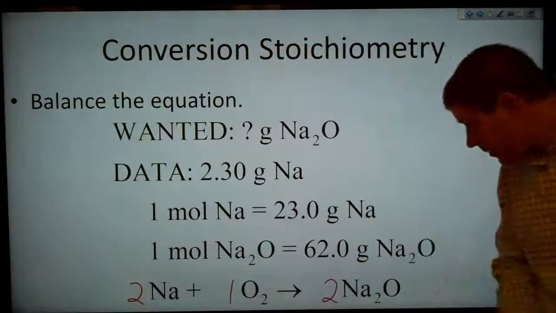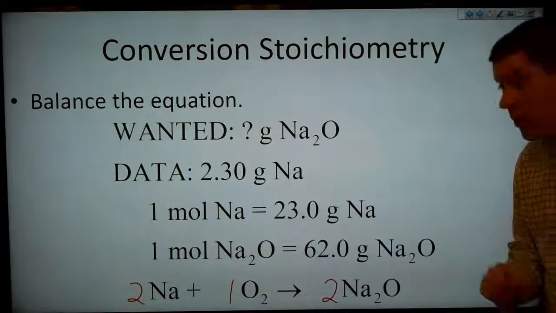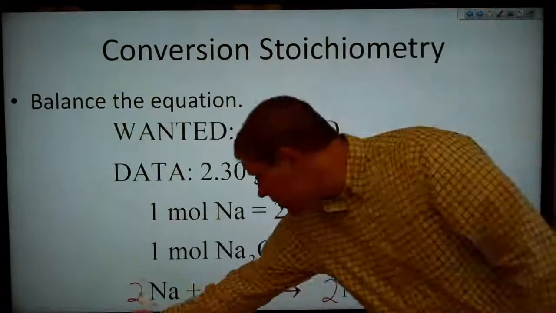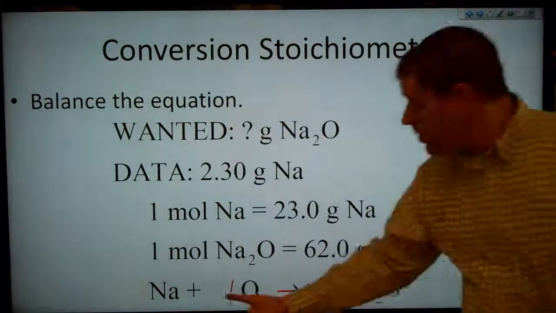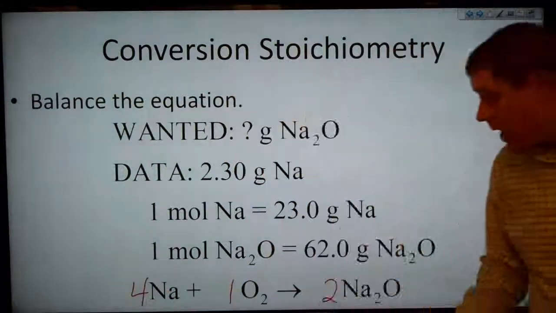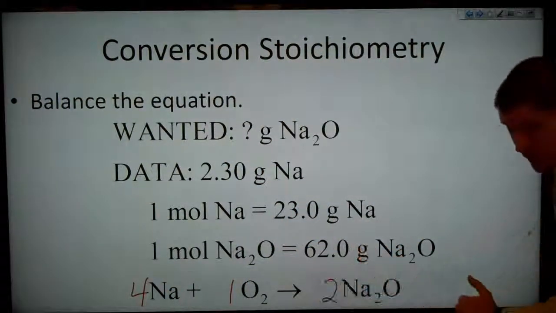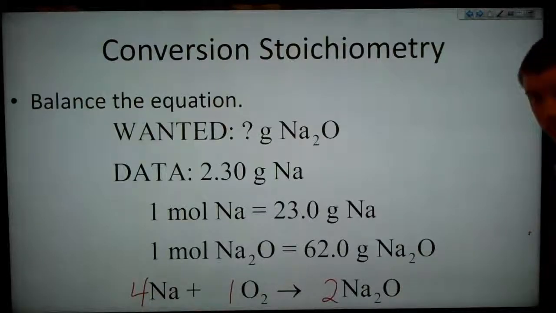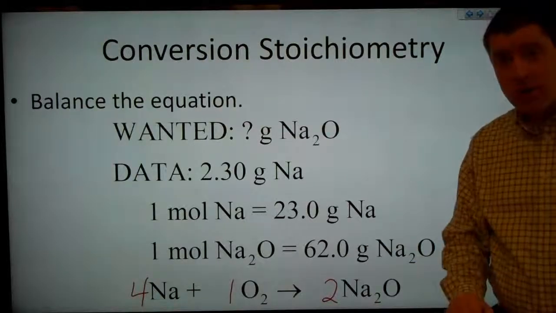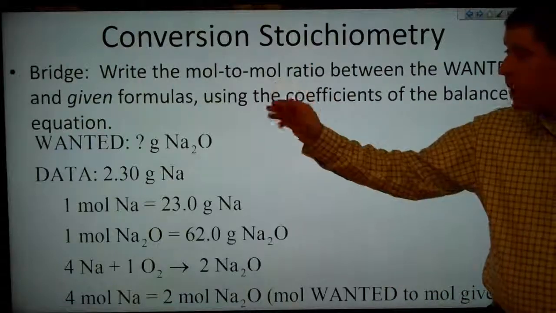Then we can say 1 there. But now we have 4 sodium atoms over here. So we need to change this to a 4. And now we have 4 sodium atoms on the left, 4 sodium atoms on the right, 2 oxygen atoms on the left, and 2 oxygen atoms on the right. So now we have a balanced chemical equation. So the next step is to write our bridge.